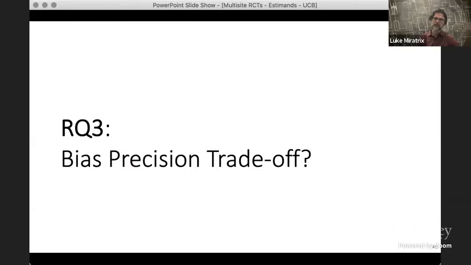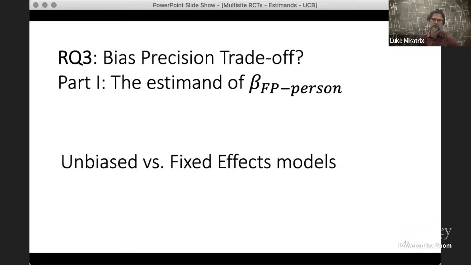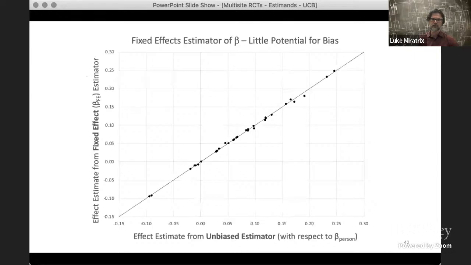So I mentioned that some of these estimators are precision weighted. They're giving you a biased estimate in exchange for increased precision. Question is, how does that play out in practice? First, if we look at fixed effects models versus unbiased finite sample person models, we see that across all of our empirical estimates, you get essentially the same answer. The difference between these two estimators is very, very small, and we saw that earlier.